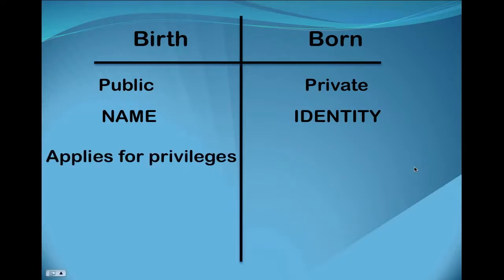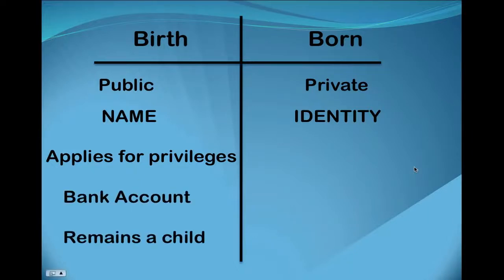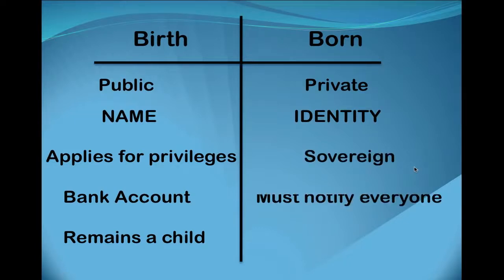Okay, the name applies for privileges, applies for bank accounts, and remains a child. We have to be protected because we never grow up. We cannot be seen or heard. We're a child forever unless we do something about it, which is to claim back our estate with an identity so that we become sovereign. But when we do, we must notify everyone ourselves because we're no longer getting the privileges of the public side. On the public side, you also have the disadvantages.